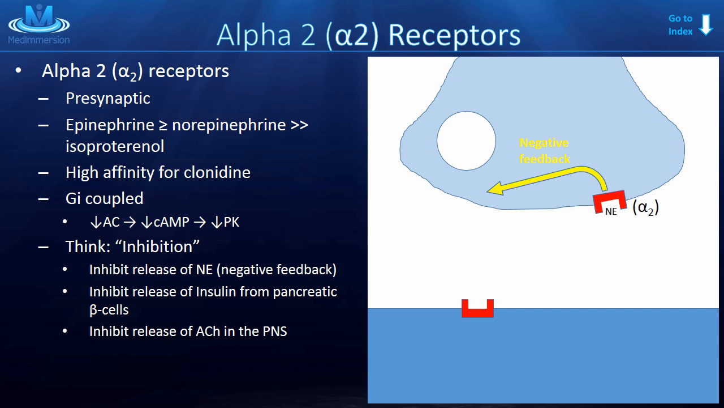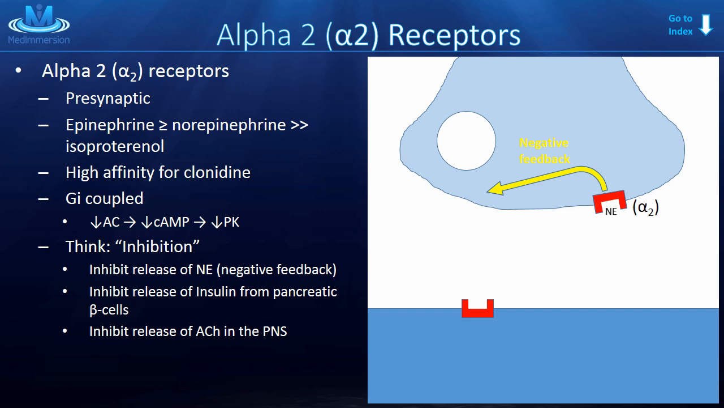The alpha-2 receptors have a high affinity for clonidine. Clonidine is what's called a centrally acting alpha-2 agonist. What do you think it does? Well, I've used this drug a couple of times. It works great, actually, for people who have very high blood pressure. They come in maybe in a hypertensive urgency or emergency. Clonidine will lower their blood pressure pretty quickly, actually.